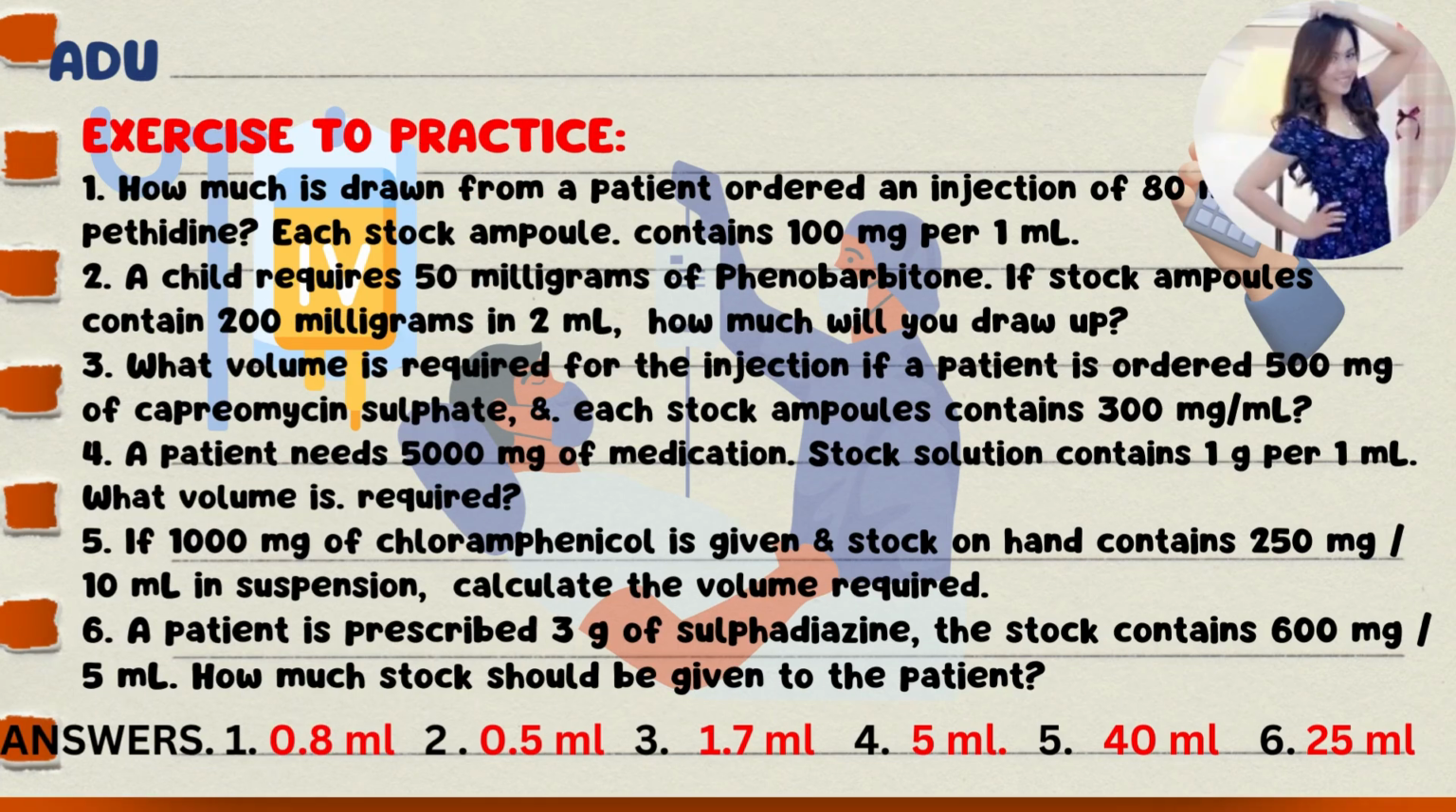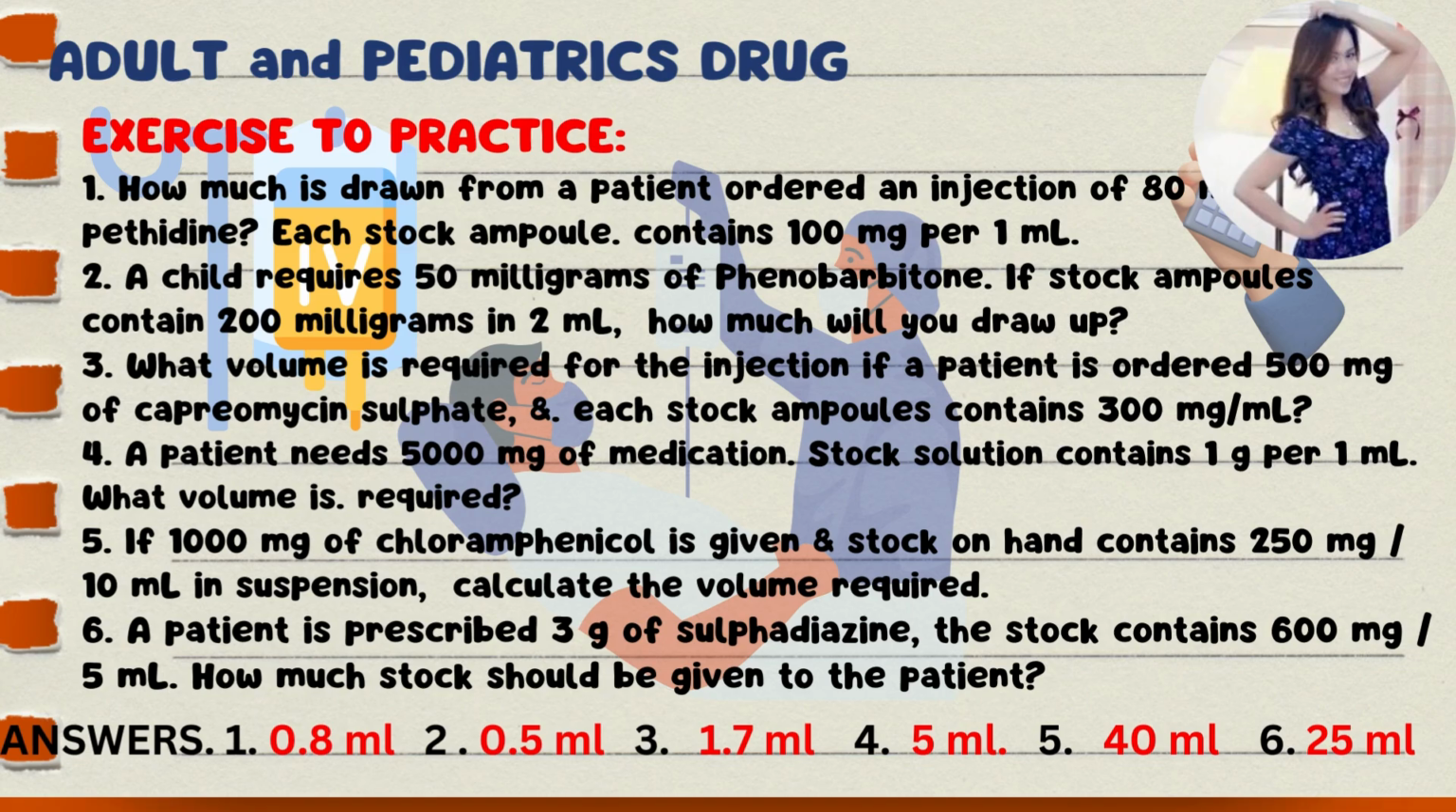Adult and pediatric drug calculation exercise questions to practice. One, how much is drawn up if a patient is ordered an injection of 80 milligram pethidine? Each stock ampule contains 100 milligram per 1 ml. Second, a child requires 50 milligrams of phenobarbital. If stock ampules contain 200 milligrams in 2 ml, how much will you draw up? Third, what volume is required for the injection if a patient is ordered 500 milligram of capreomycin sulfate, and each stock ampule contains 300 milligram per ml?